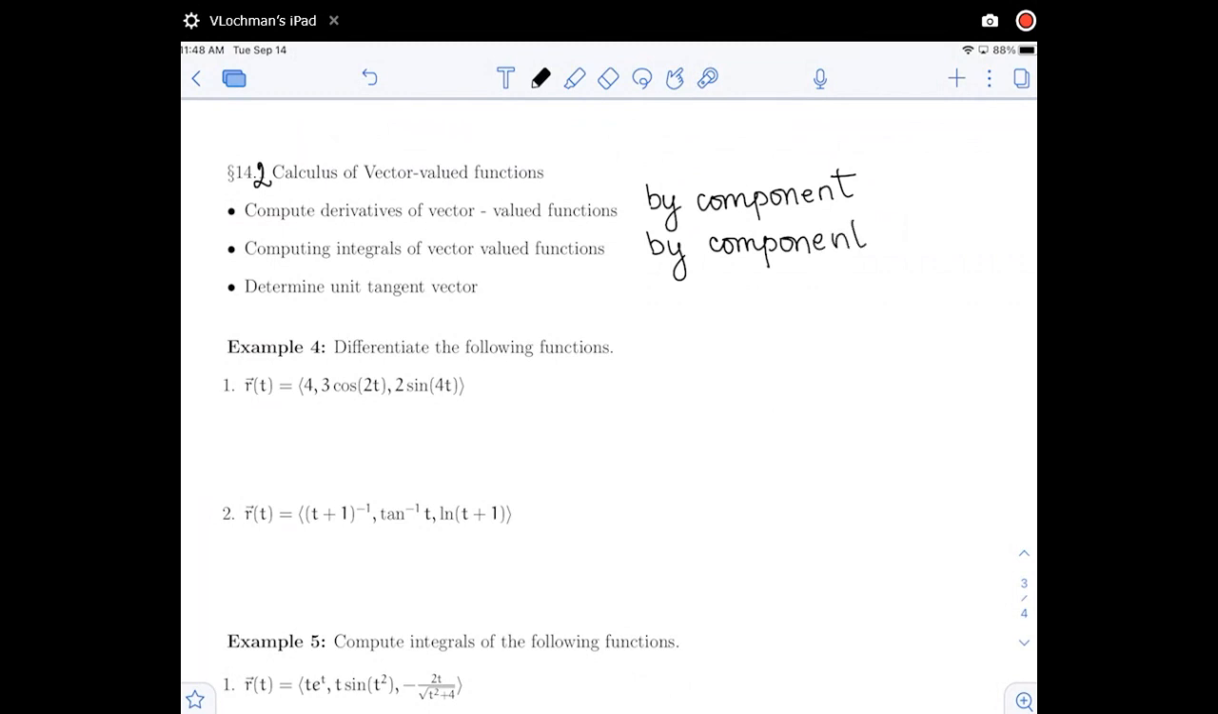And determine unit tangent vectors. Unit tangent vectors. We know how to find the tangent vector, right? So that's find the derivative. And then what? Unit. To take care of the unit part, divide by the magnitude, right?